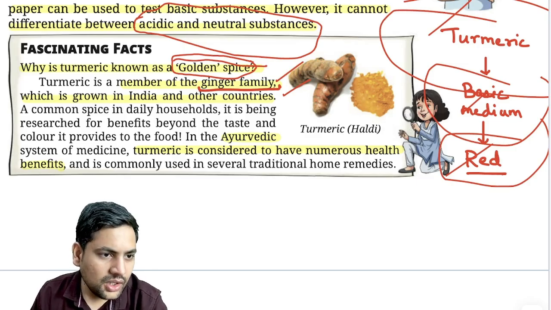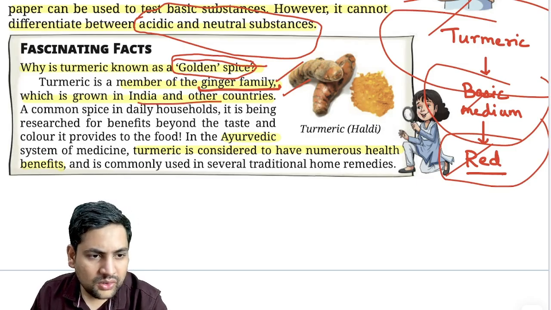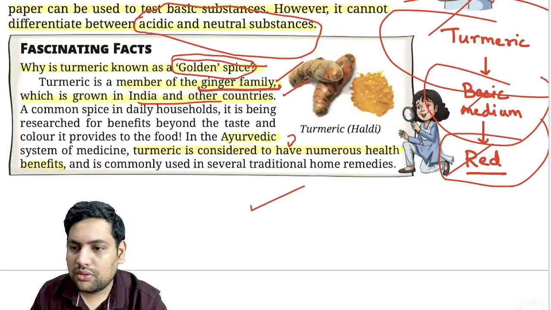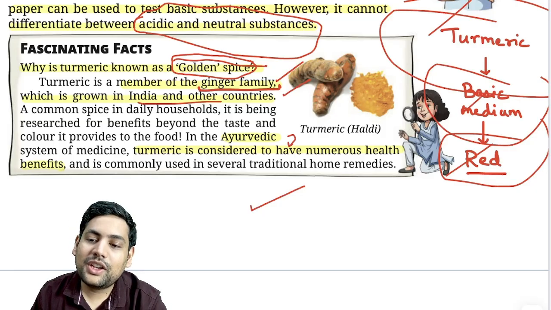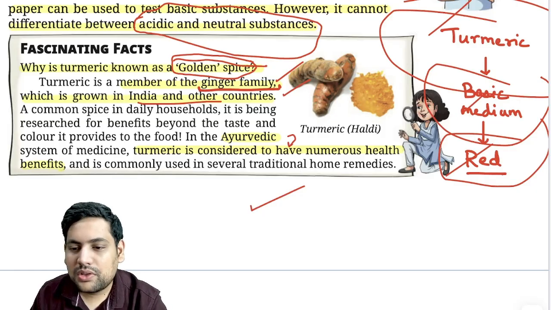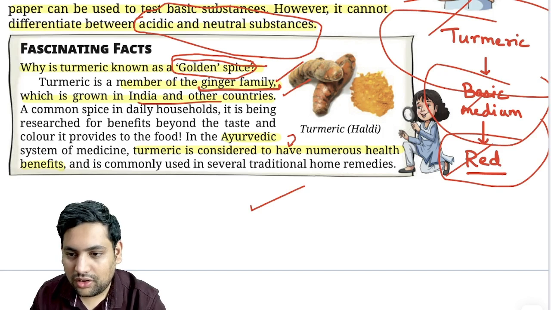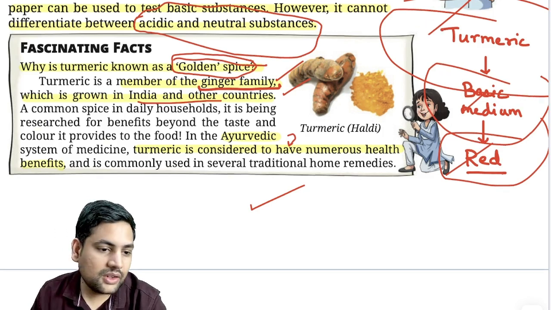Now, it is grown in India and other countries. Turmeric is said to have numerous Ayurvedic properties, or health benefits. Like when you get ill because of some cough, cold, whatever, you're given haldi doodh or turmeric milk.